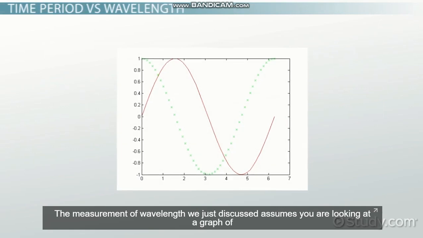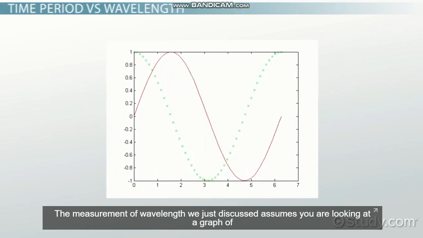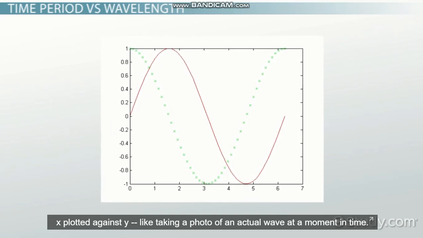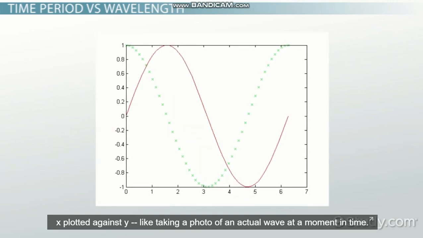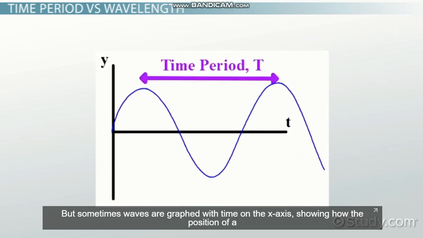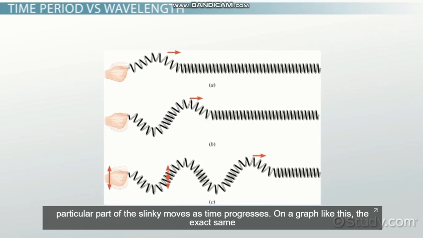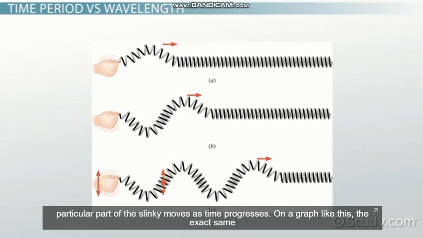The measurement of wavelength we just discussed assumes you are looking at a graph of x plotted against y, like taking a photo of an actual wave at a moment in time. But sometimes, waves are graphed with time on the x-axis, showing how the position of a particular part of the slinky moves as time progresses.